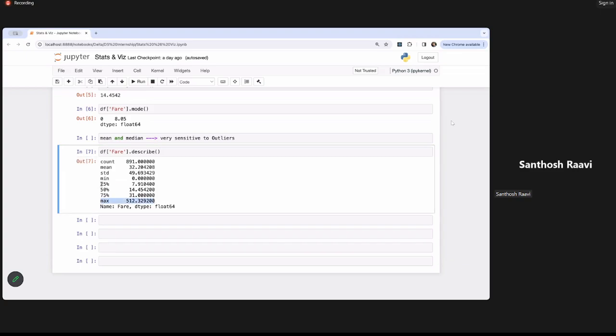And yesterday we have seen the box plot, right? Box and whiskers plot. Okay, so in the box and whiskers plot, we have seen the 25th percentile, 50th percentile, and 75th percentile. So it will also give those percentile values here.